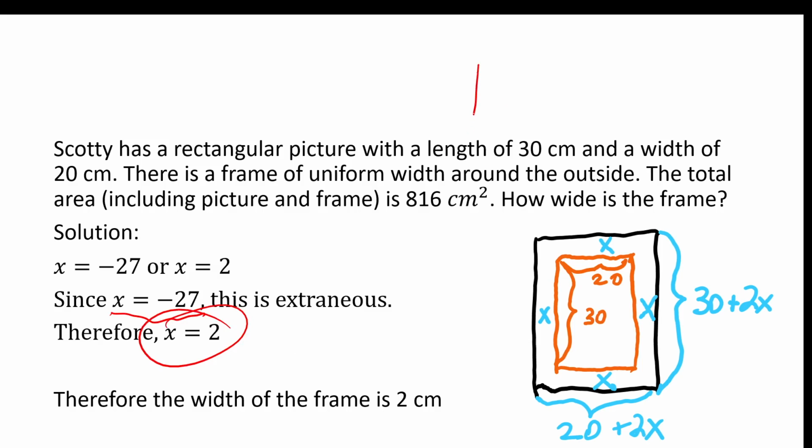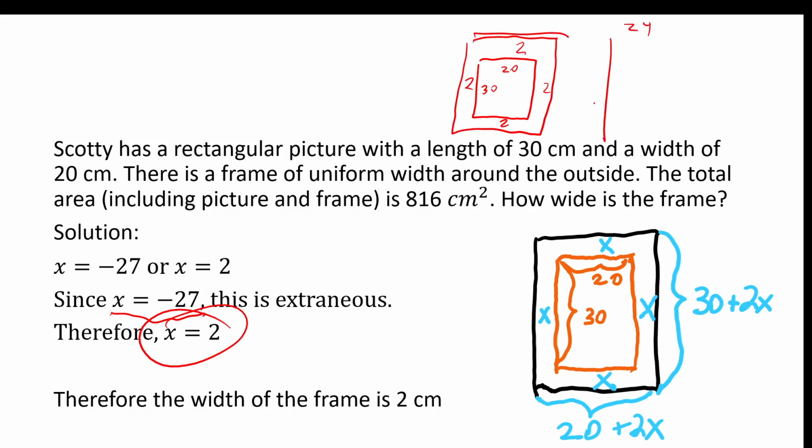So once again, just to show you what we're saying, there's an original picture that's 20 by 30, and we add 2 centimeters all the way around. When we add 2 centimeters, both sides horizontally and both sides vertically, this top piece is 24, and this side piece is 34. And then we're saying 24 times 34 gives us our area of 816.